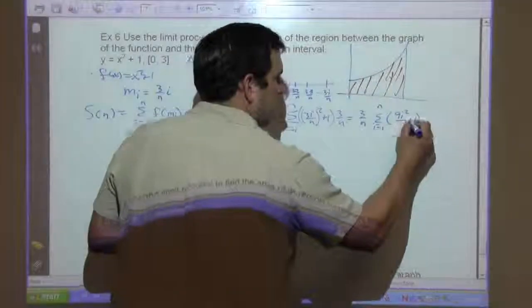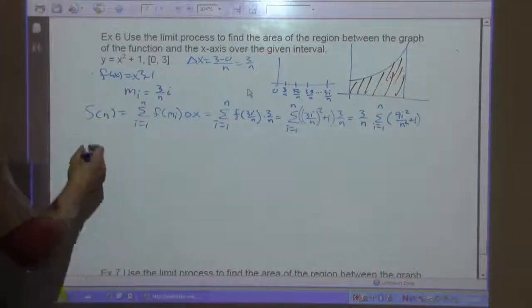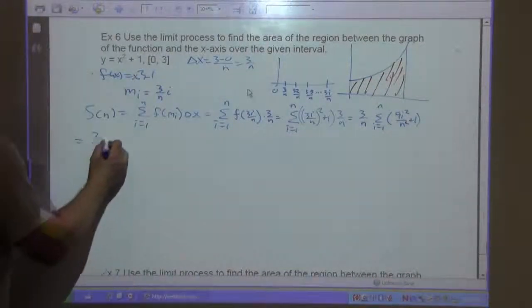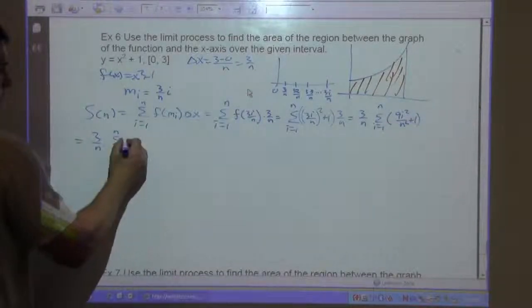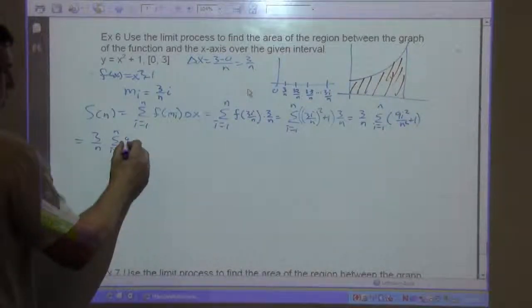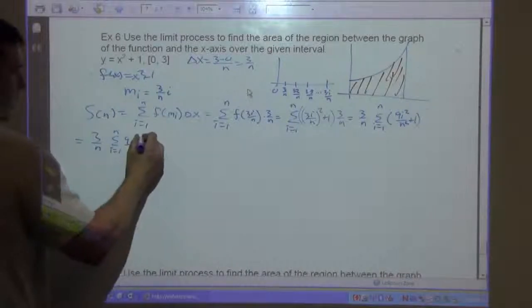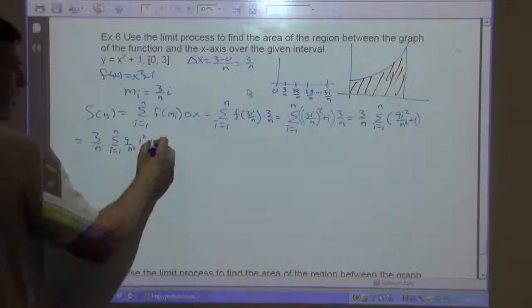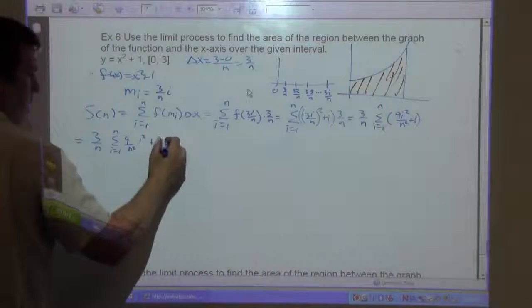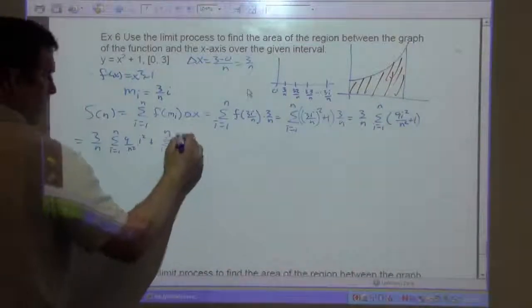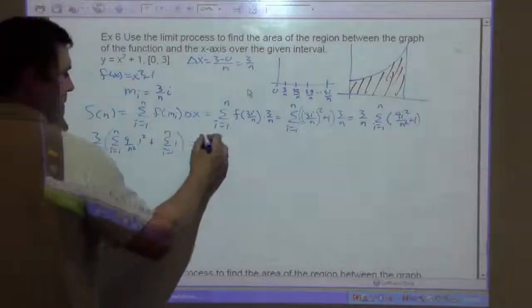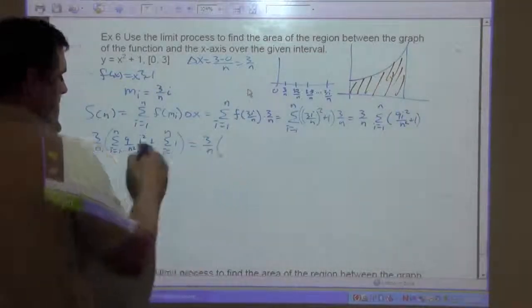9i squared over n squared, there. So we have 3 over n times the sum i goes from 1 to n of 9 over n squared times i squared plus 1, the sum i goes from 1 to n of 1. So it's 3 over n times what?